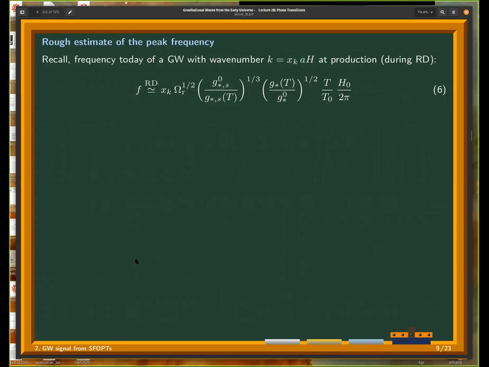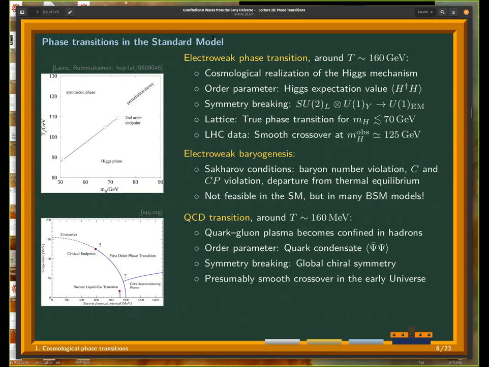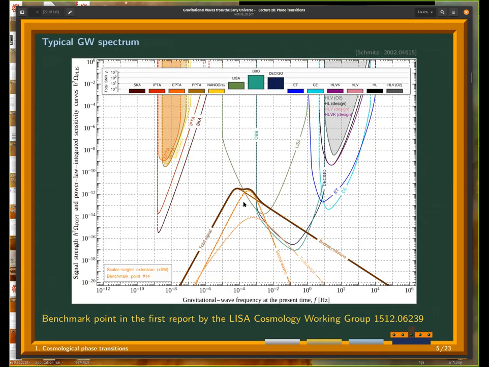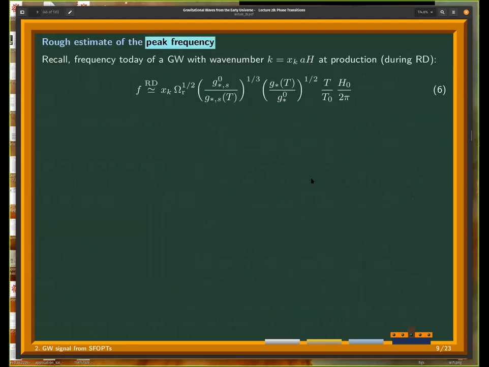Now let's do a very rough estimate of the peak frequency. You have seen this spectrum, it has a peak structure. And now I want to come up with an estimate of this peak frequency.